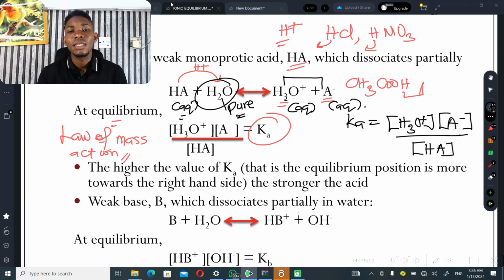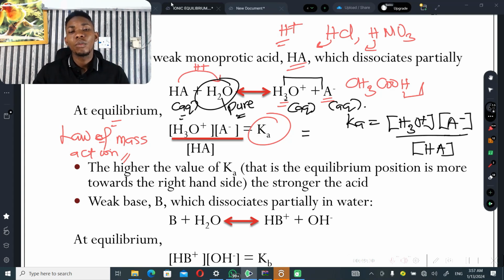That's why we said there are substances that dissociate completely, which are strong acids. Now as you can see, a strong acid will form more of what? H3O+. True or false? So that's why we say the higher the Ka value, the equilibrium position is moved towards the right hand side. When we want to calculate the equilibrium position, you discover that if this value is very high, the product is what we have on top.